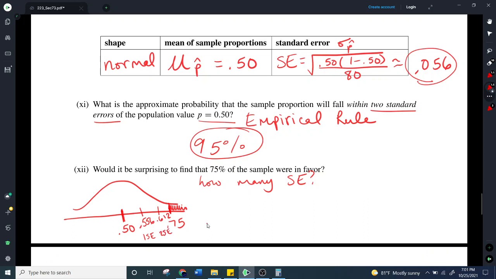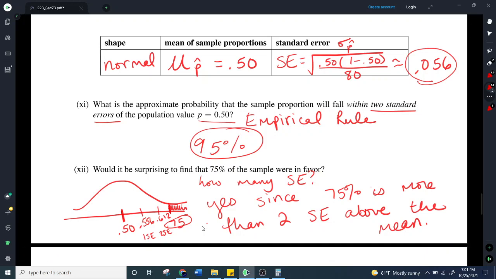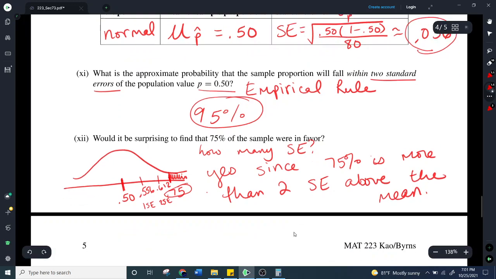So what was I interested in? I was interested in 0.75. Is that more than 2 standard errors above the mean? Yes, that would be surprising, since 75% is more than 2 standard errors above the mean. The same rules we used earlier in the course for the empirical rule, we're going to use now, and that's exactly what we're talking about. Anything outside of 2 standard deviations or 2 standard errors, same idea, is going to be considered unusual.